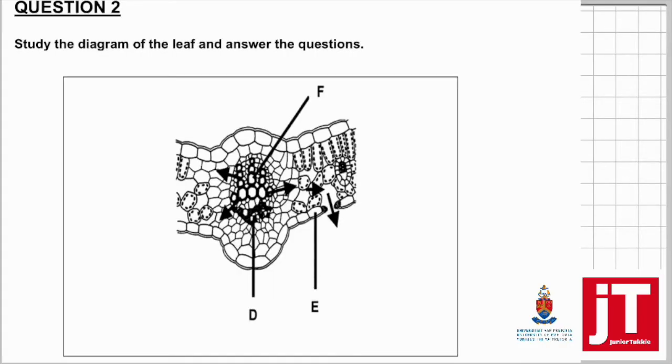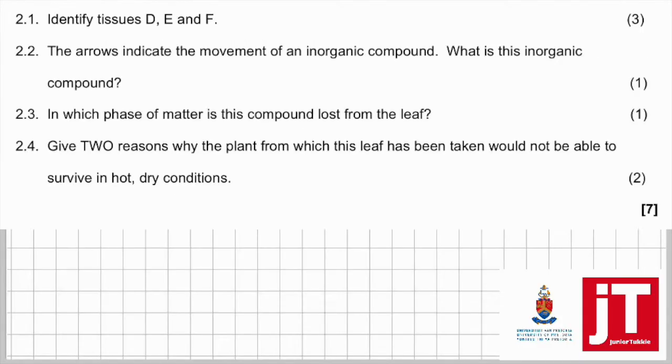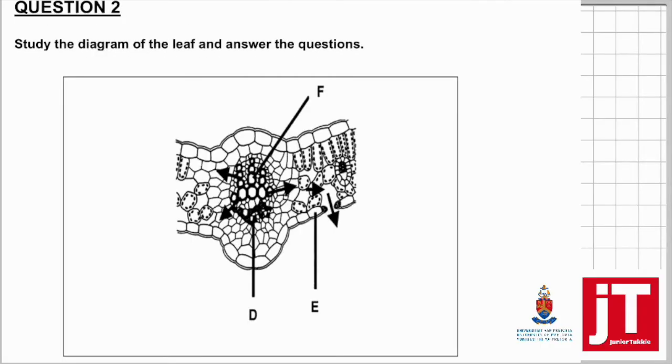This question is based on the diagram of the leaf, which is quite a famous question for you to be asked in grade 10. The questions begin with 2.1 to 2.4 and this question is out of 7. Right, let's get to the question. Identify tissues D, E and F. Now, D might be unclear.